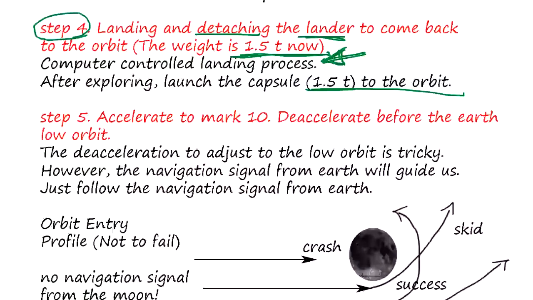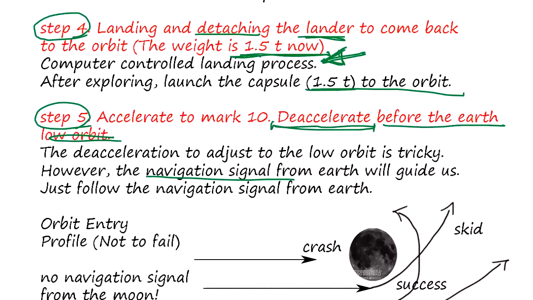Now, step 5, accelerate to Mach 10 again. And when it comes close to Earth, decelerate again and get into Earth's orbit. If you don't have enough fuel, then you have to use a method of skating around the Earth's orbit a few times to slow down and get into the orbit. This is very tricky.